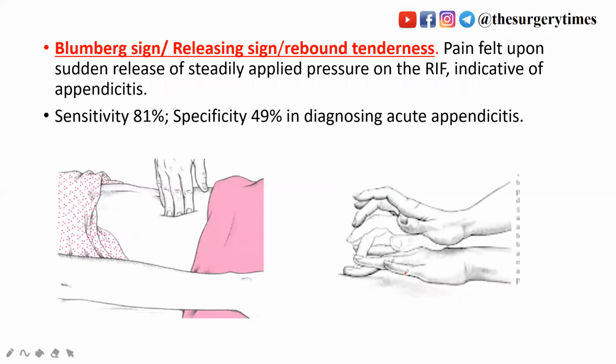Next, Blumberg sign. Just deep press, then leave it. And it is otherwise called as releasing sign or rebound tenderness. It indicates appendicitis, and sensitivity is 81%, specificity is 49% in diagnosing acute appendicitis.